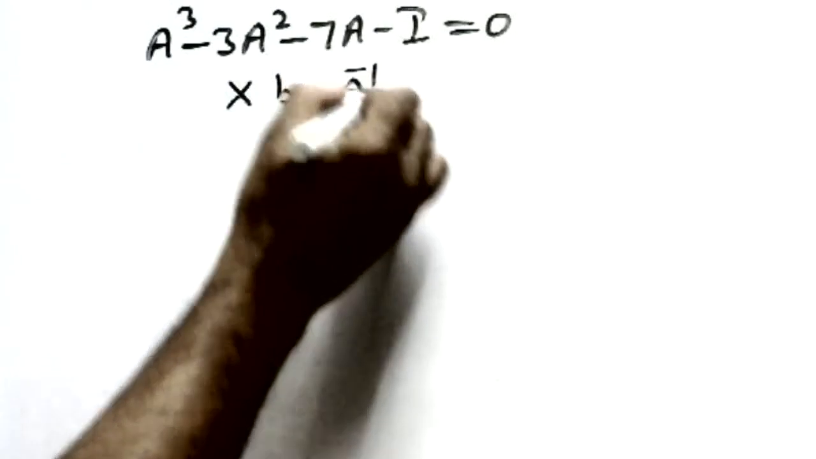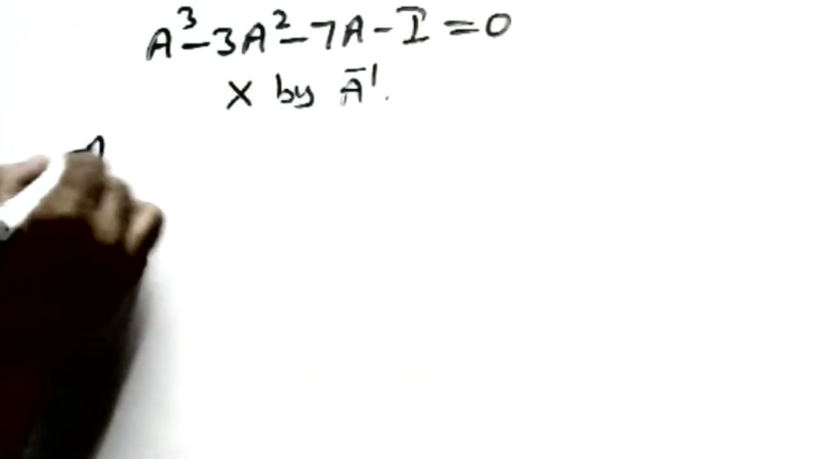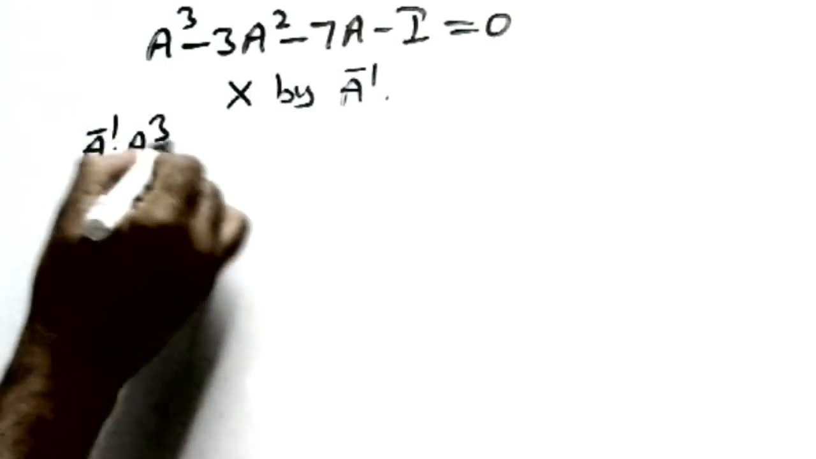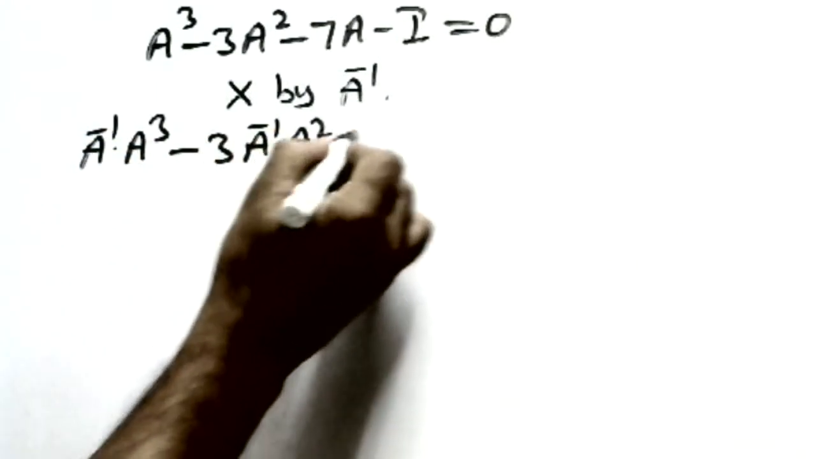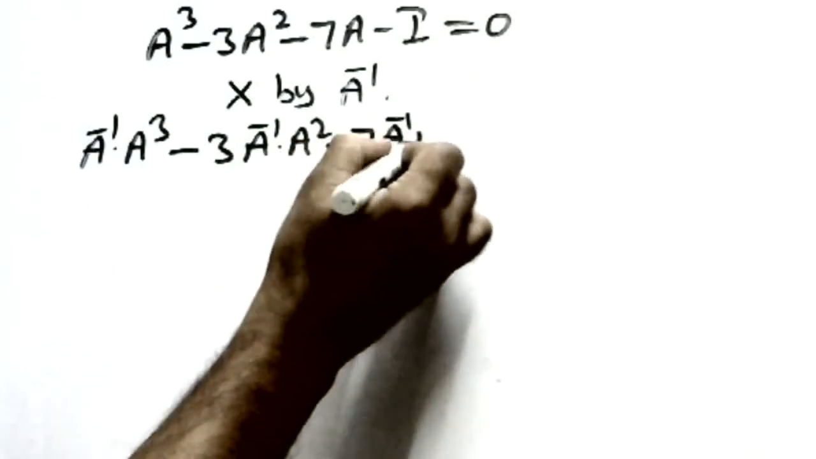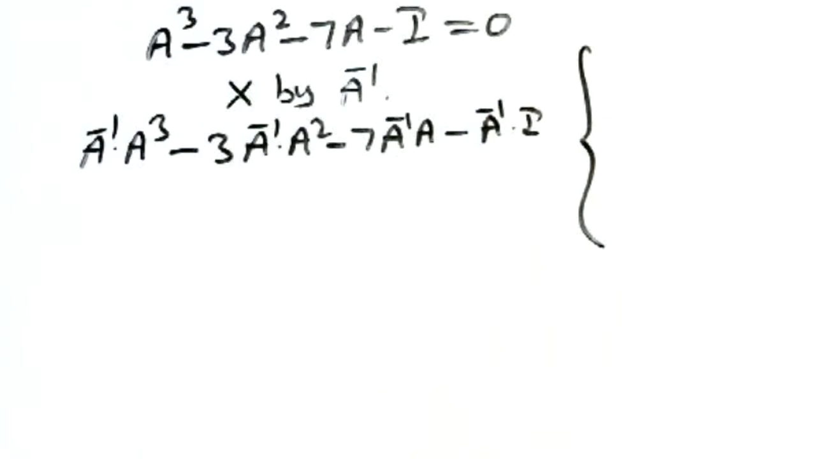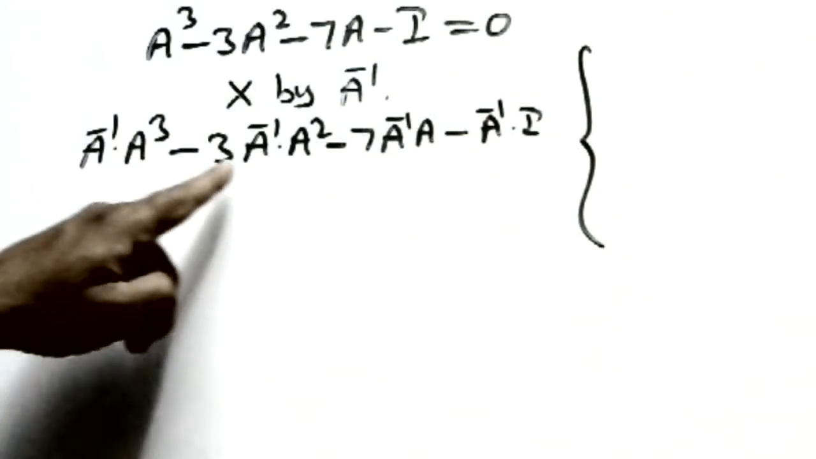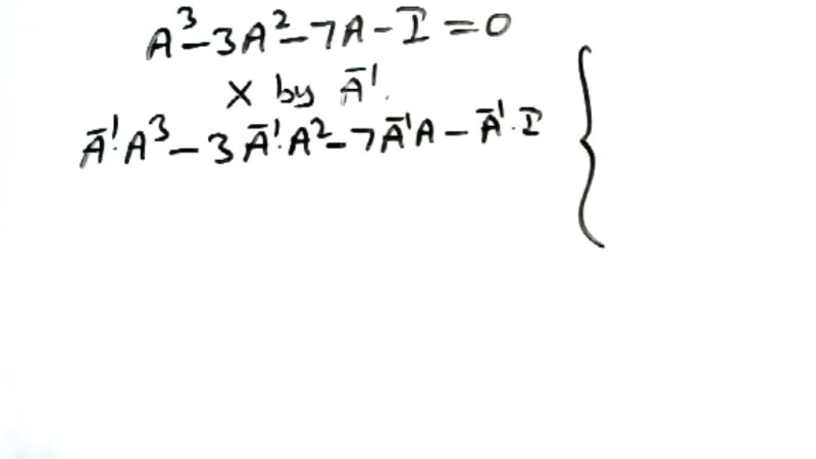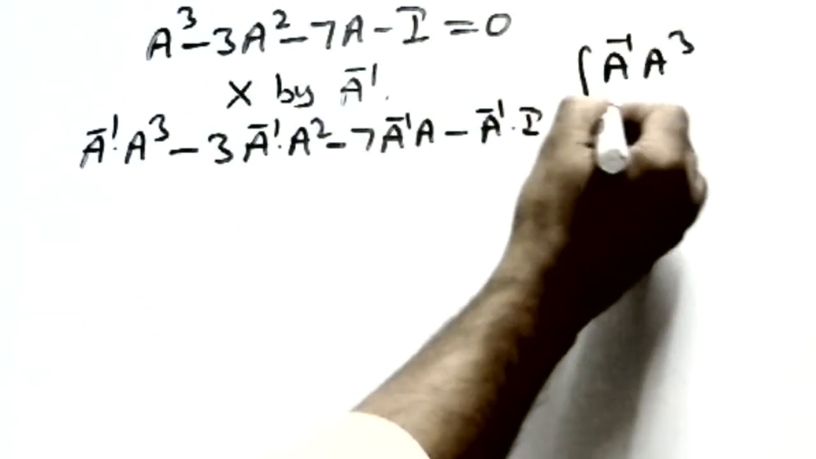How to find A inverse? You do one thing, you multiply each term by A inverse. So it will be A inverse into A cube minus 3 A inverse into A square minus 7 A inverse into A minus A inverse into I. Now I'll explain the terms. See here, we have multiplied every term with A inverse. Now the first term, how can we change it?